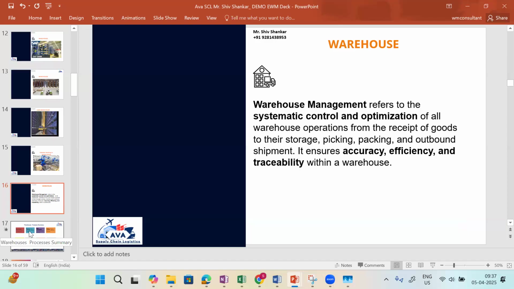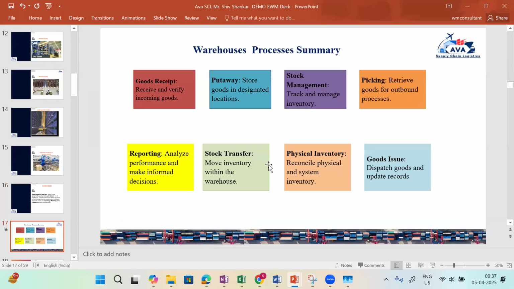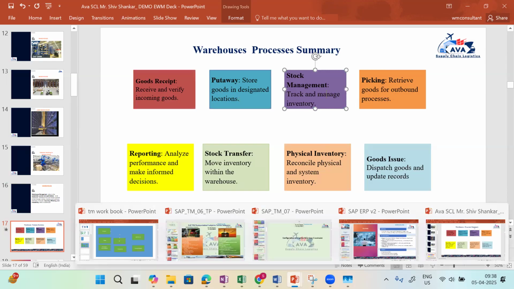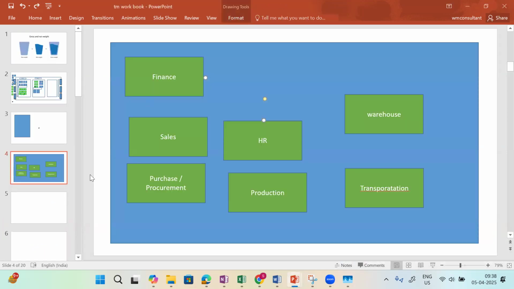Any warehouse will have a total of 8 pillars. The first is goods receipt, then put away and stock, picking, goods issue, physical inventory, stock transfer, and reporting. Now we'll spend a few minutes on what these 8 pillars are. I'll just open a PPT.